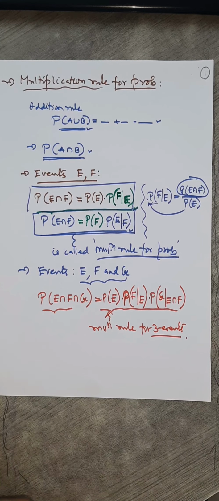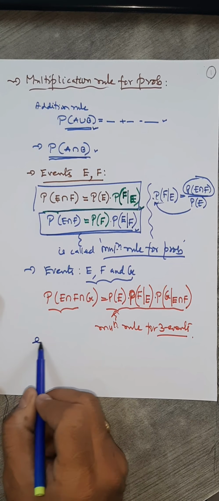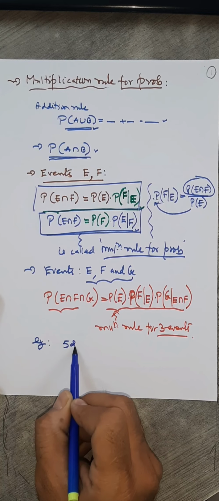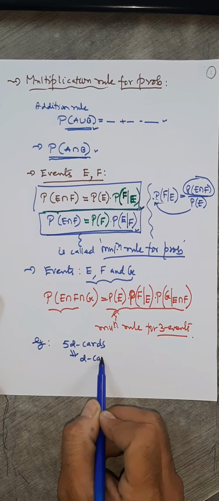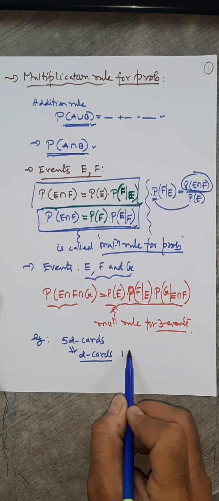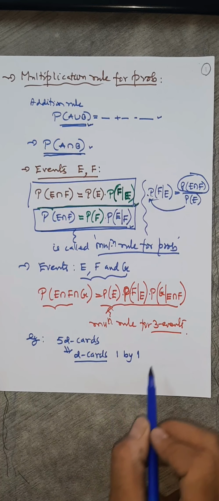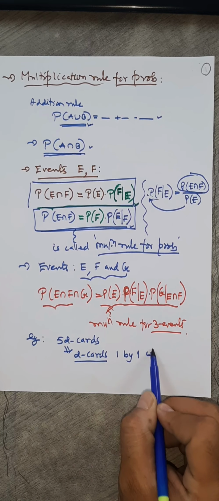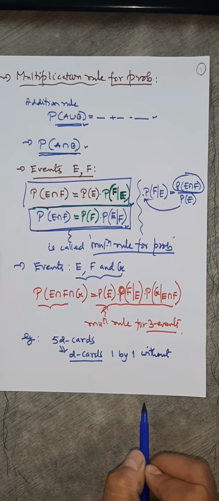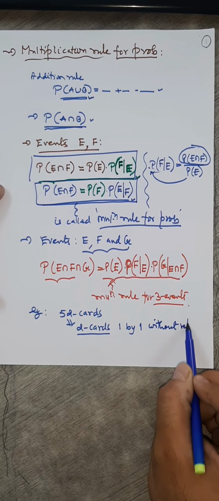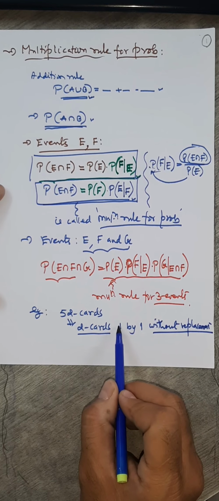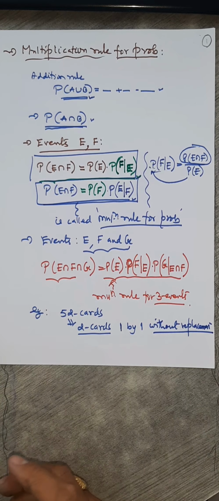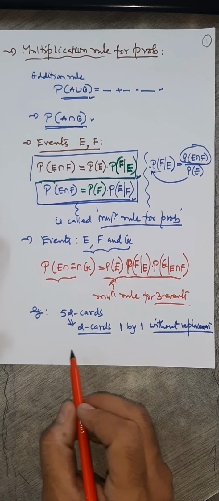If I take one simple example which is related to this. Suppose there are 52 cards. We are selecting two cards one by one, say without replacement. What is the meaning of this without replacement? That means one selected card is not placed back in the box. Then what's the probability? That's the question.